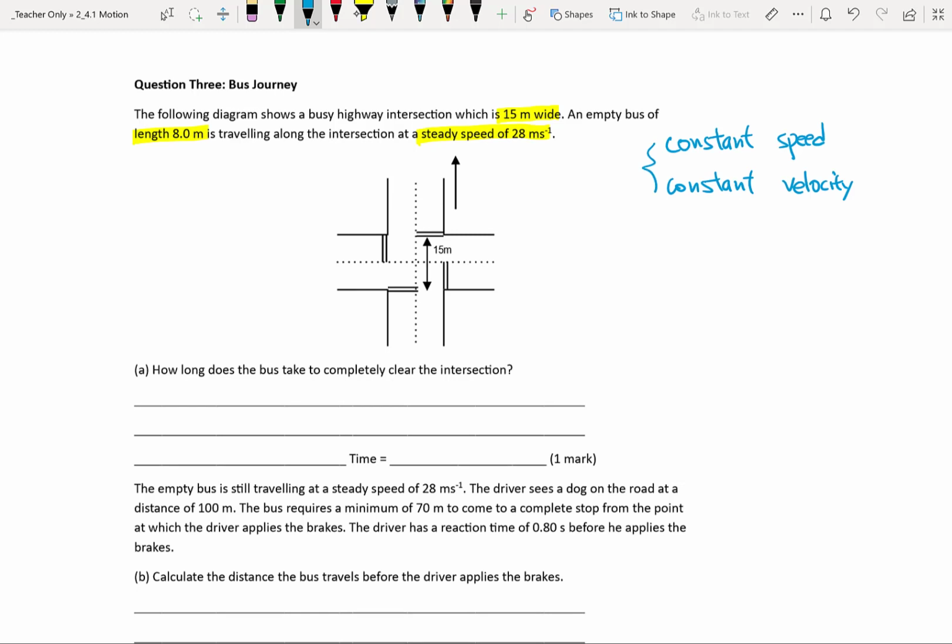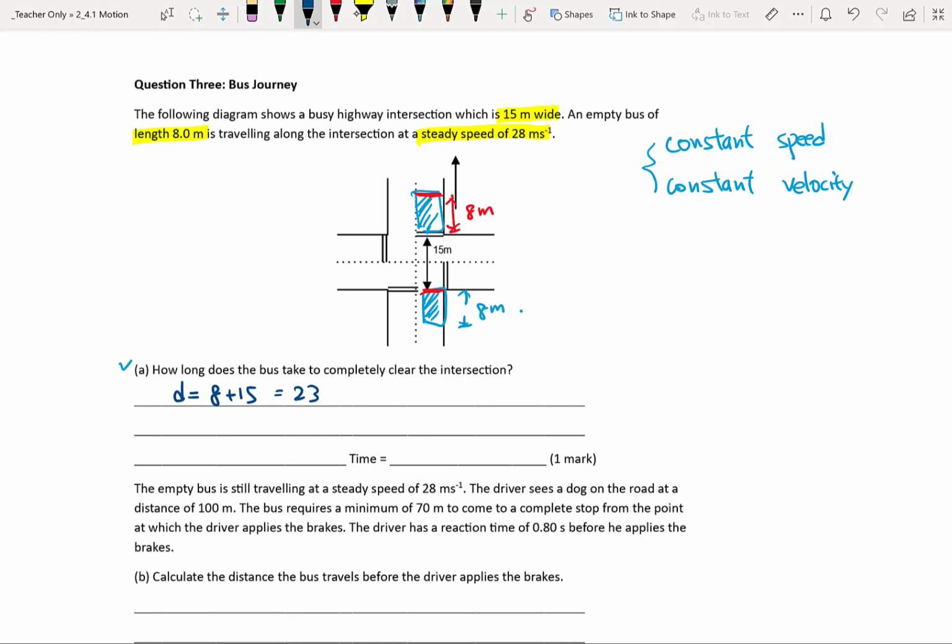Okay, so we have a bus. The bus is 8 meters long. And question A, how long does the bus take to completely clear the intersection? So the bus is here, and then the bus goes through here. So from here, travel to here, that will be how long? Don't forget we got 8 meters here. So the total distance the bus needs to travel will be 8 meters plus 15, which will be 23 meters.